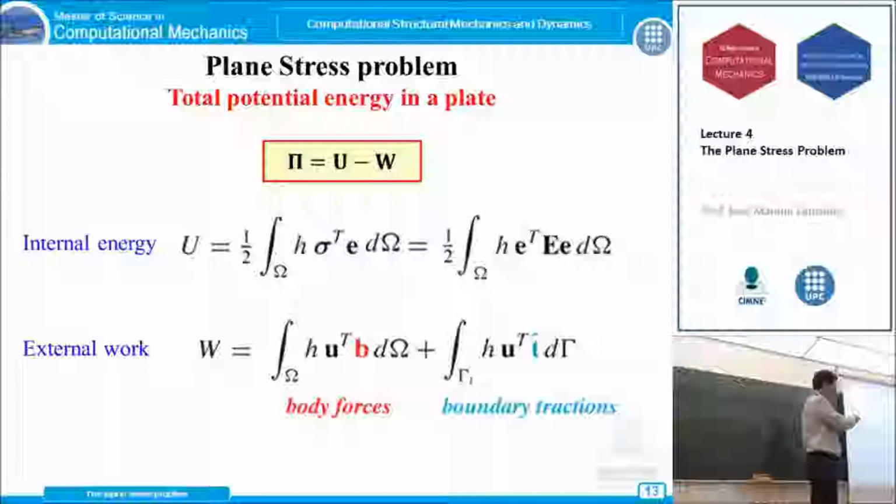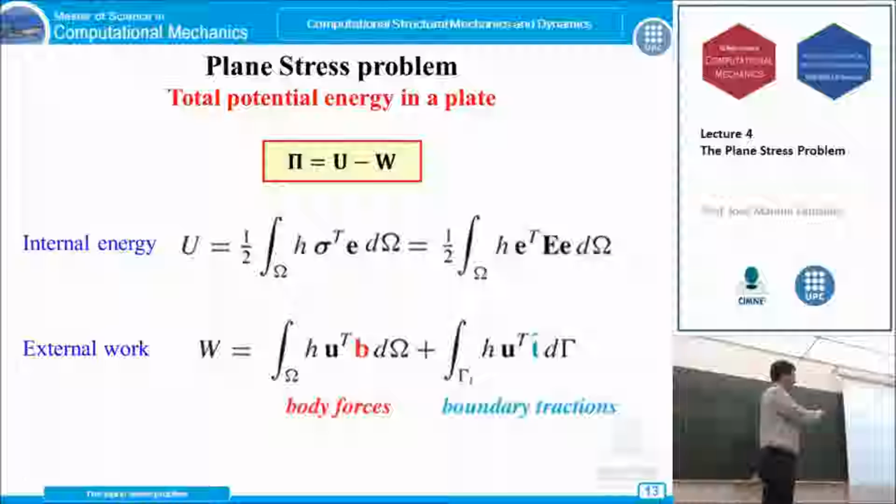Now the stress and the strain are matrices, 3 component vectors. In fact, they are 3 component tensors, but we use a simplified vector notation to get this internal energy times this h. This h is the thickness. So this 1/2 h stress and strain is the internal energy per unit of volume. So we integrate this internal energy all over the volume and we get this internal energy.